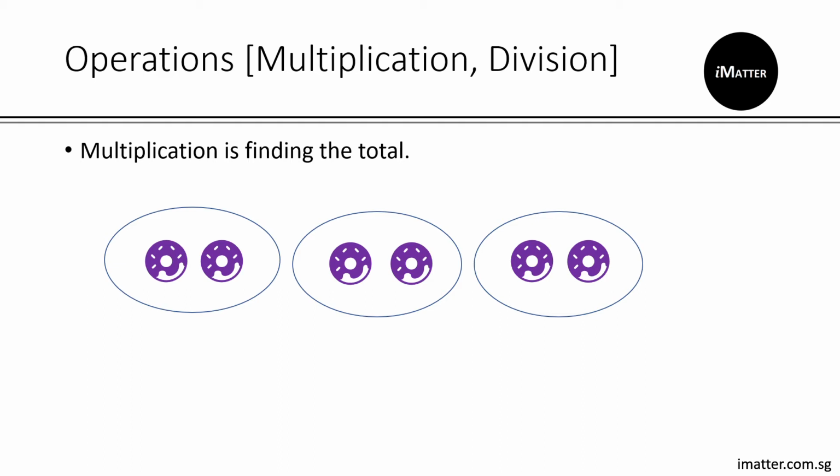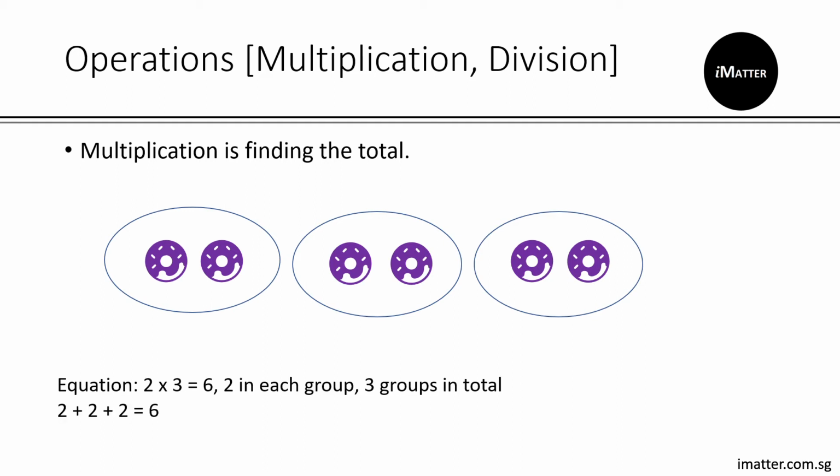Now the first one that I'll be touching on is multiplication. Now multiplication is actually finding the total of everything. Usually in multiplication, you have groups as well as how much is in one group, and you will need to find the total number. So on the screen, I have shown you a diagram where there are 3 groups, and in one group, there are 2 donuts. So the equation that you should be thinking of is 2 times 3, and that will give you 6. There is 2 in each group, 3 groups in total.